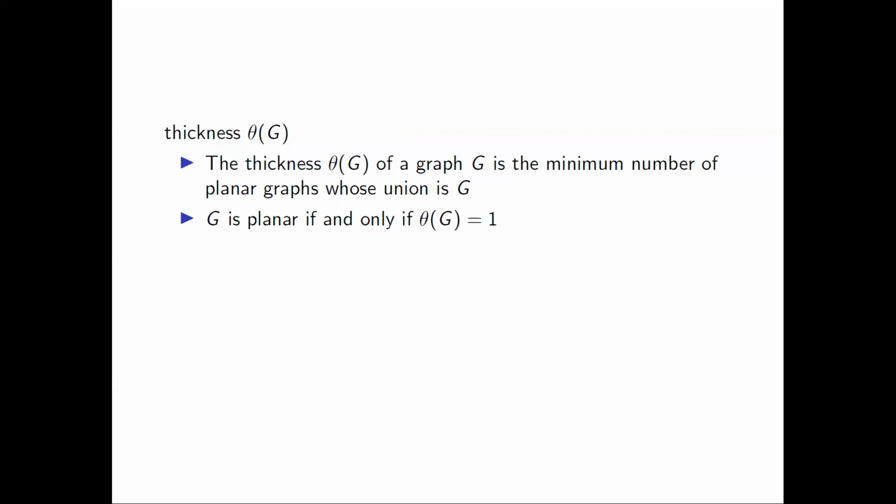And just like we saw with the crossing number, planar graphs have crossing number 0. Well, analogously, we can say that planar graphs have thickness of 1 because it only takes one layer to represent a planar graph in layers of planar graphs. And anything of thickness 1, by definition, is planar.